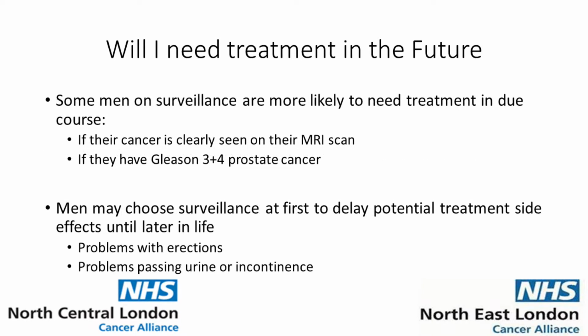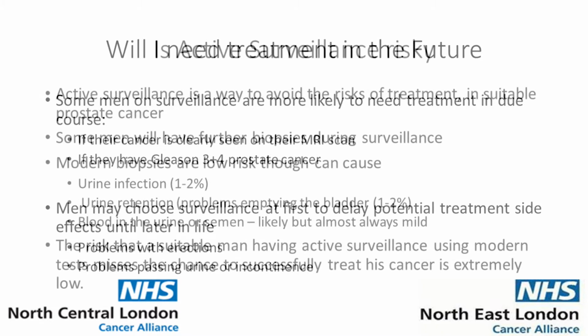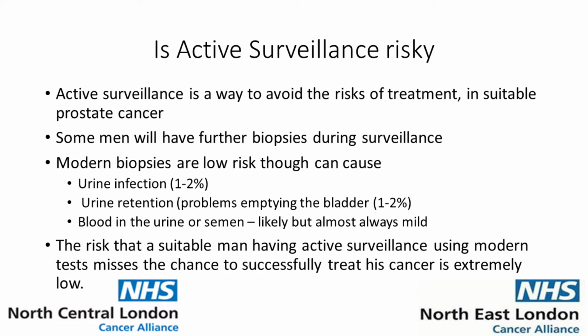So you might be wondering, will you need treatment in the future? So some men on surveillance are more likely to need treatment in due course. This is generally if their cancer is clearly seen on their MRI scan, or if they have Gleason 3+4 prostate cancer rather than 3+3. Some men choose surveillance at first to delay potential treatment effects until later in life, including problems with erections or problems passing urine or incontinence. So active surveillance is a way to avoid the risks of treatment in prostate cancer.